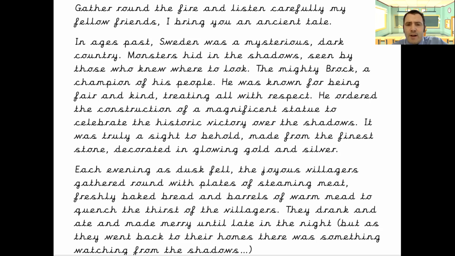Each evening as dusk fell, the joyous villagers gathered round with plates of steaming meat, freshly baked bread and barrels of warm mead to quench the thirst of the villagers. They drank and ate and made merry until late in the night. But as they went back to their homes, there was something watching from the shadows.